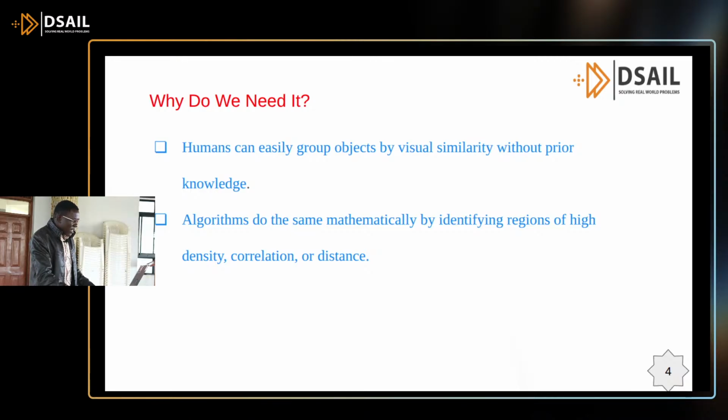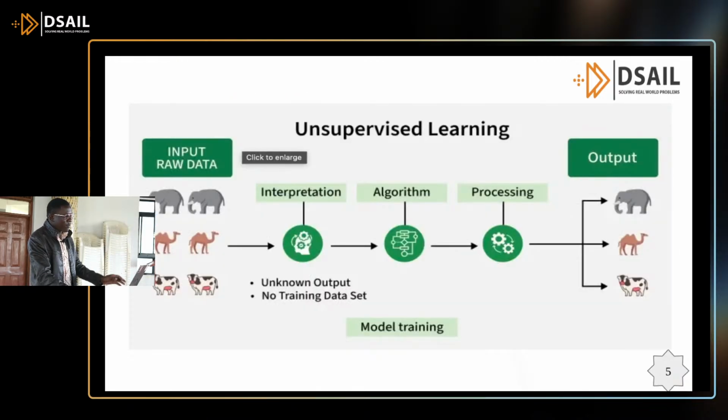So this is just an image. We have an elephant, this is a camel, cow. We know these are different animals, but how do we tell the models to differentiate? So it's upon the model to learn the patterns within your data and group them based on the patterns. So just a brief comparison between the supervised and unsupervised.